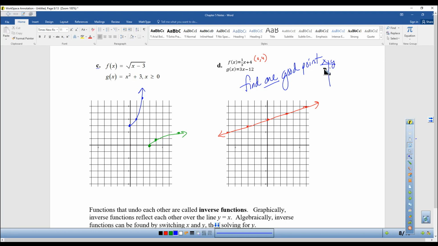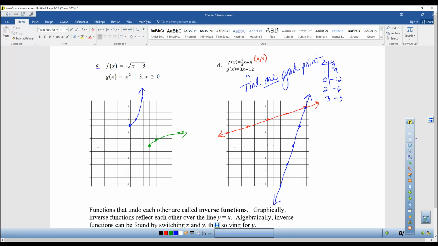So try 1. Well, if you do 1, you'll get negative 9. So if 0 made negative 12 and 1 made negative 9, what do you need? A bigger number. So you could do 2, negative 6, or 3, negative 3. So 1, 2, 3, 1, 2, 3. And then once you have that, then you can go ahead and make your line. Always find one good point.